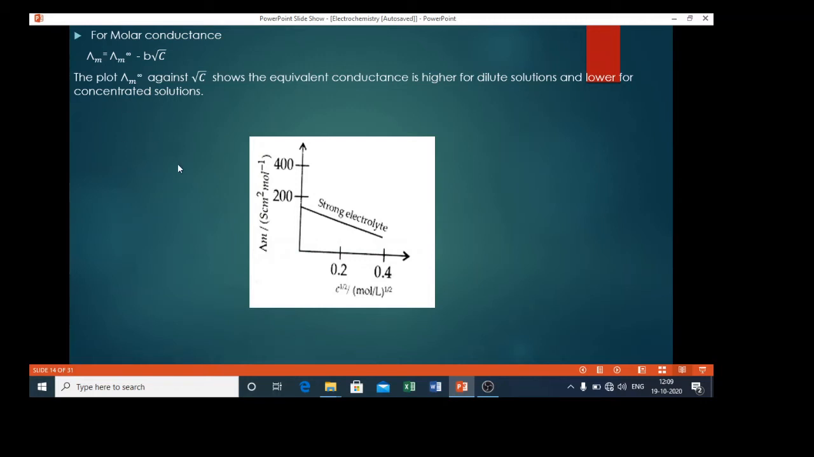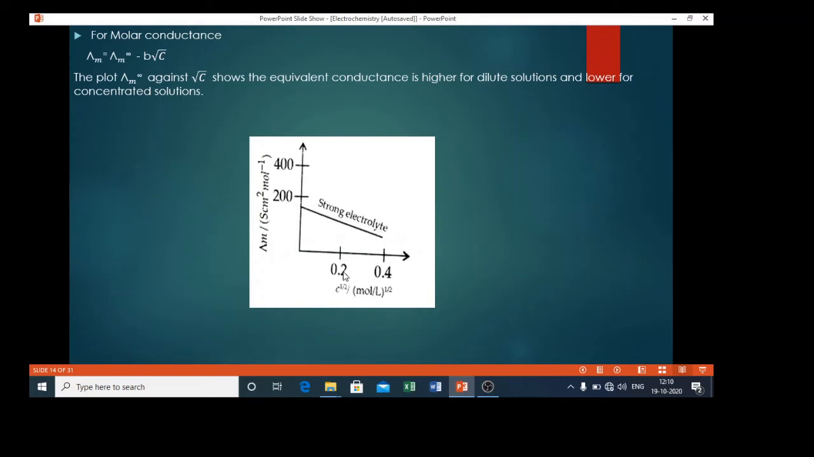Again, consider the plot of lambda m against the square root of C. Lambda m infinity or lambda eq infinity is higher for the dilute solution. In this graph, along the y-axis is the molar or equivalent conductance and along the x-axis is the square root of C. From left to right the concentration increases, and one straight line is obtained here.